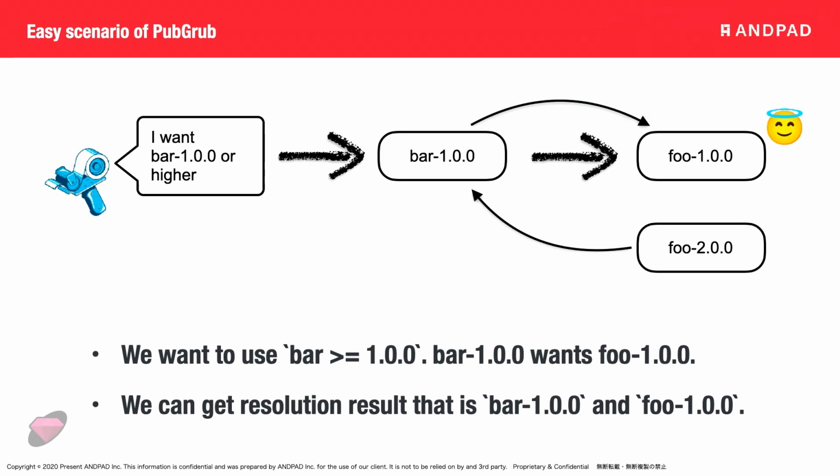So this is a very, very simple example. This time, we simply require bar version 1 or higher, but bar also depends on foo version 1. So these two versions are selected: bar 1 and foo 1, and that's fine.